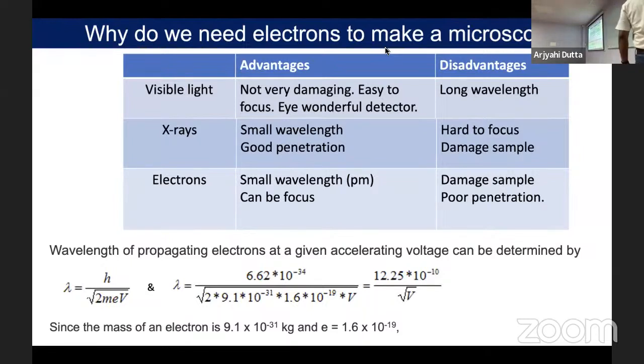Okay, so when voltage increases, your lambda will decrease. And from there, if we just replace all these values, we can calculate for a generally 200 kV microscope your wavelength of an electron will be 3.88 picometer. For 200 kV, it will be 2.72 picometer, and for 300 kV, it will be 2.24 picometer.